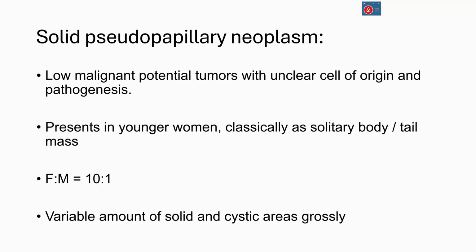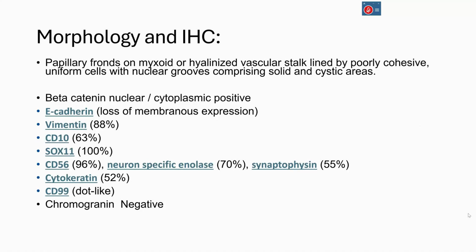And this is a solid pseudopapillary neoplasm. In the previous WHO, it was considered a benignish tumor, but in the new WHO, it's included in the malignant tumor chapters. So it's a low malignant potential tumor with unclear cell of origin, usually present in younger females, most common in tail and body, but you can find this tumor in male patients as well in rare instances. Usually it presents as a solid cystic mixed tumor radiologically and clinically.